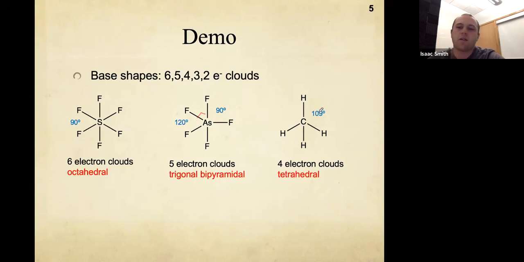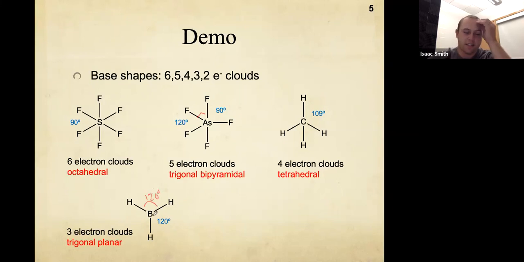Tetrahedral, they're all equal, 109 degrees between any two electron clouds here. When there's 3 electron clouds, it is actually flat in this case, and so this would just be like dividing a circle up into 3. You have 3 sections of 120 degrees. Okay, so this one actually is flat, and it's called trigonal planar.